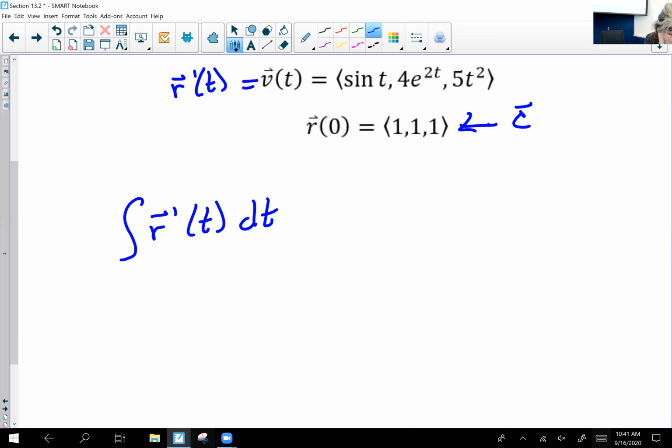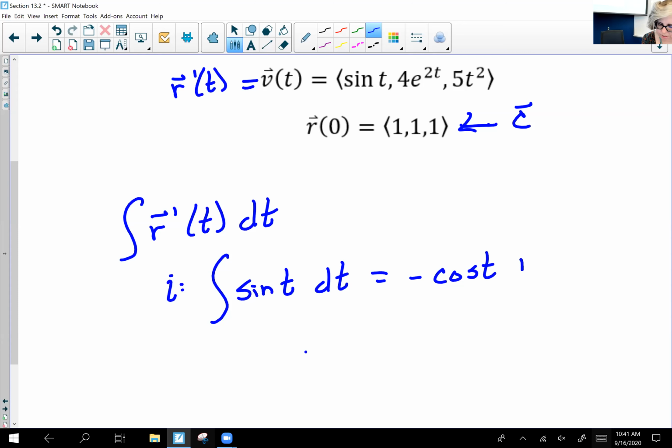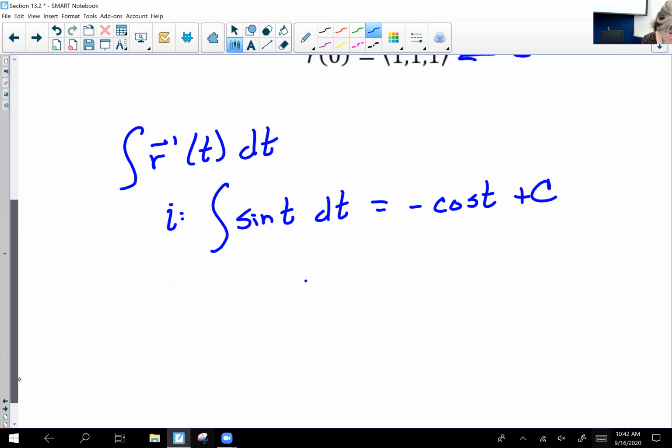All right, so what are we going to have to do? Let's look at it. We're going to integrate our I component, which is then sine of t dt. Okay, so that's then going to end up being a negative cosine of t plus c. All right, now let's go ahead and look at our j component. Our j component is then 4e to the 2t dt.